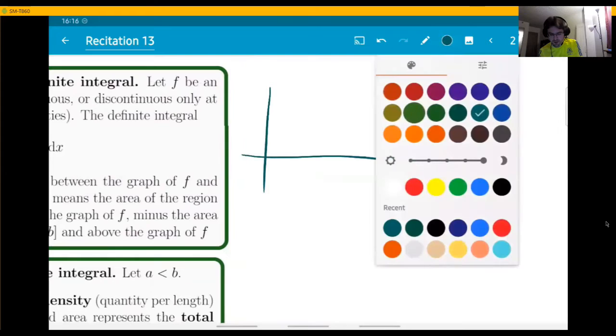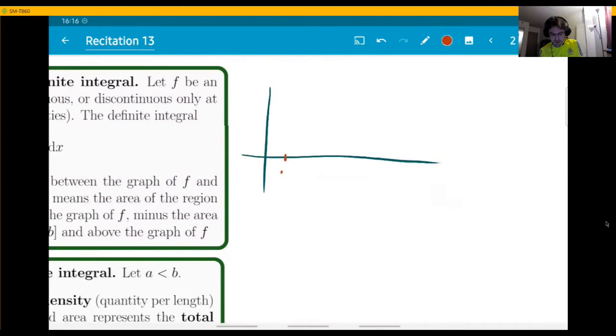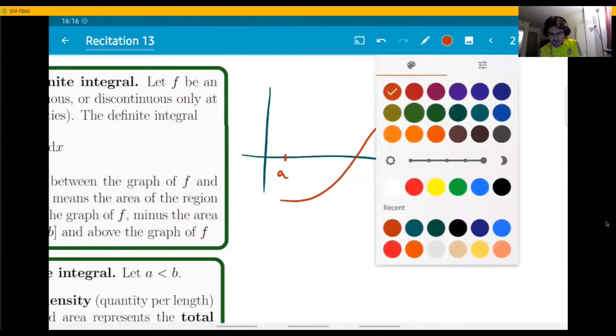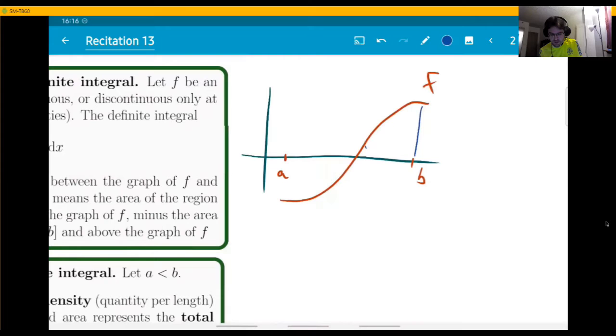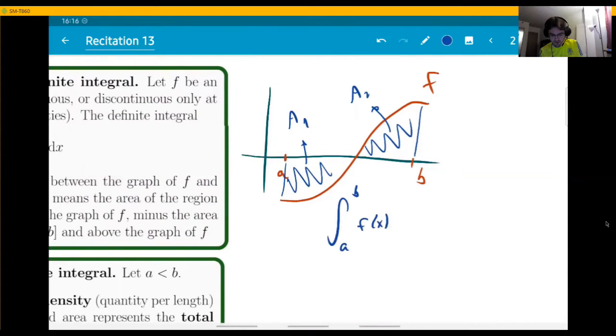So just a very quick example here. Let's say here's A, here's B, and your function actually looks like this. So what you have here, you have two distinct areas. Maybe let's call them A1 and A2. In this case, the integral between a and b of the function f is going to be minus A1 plus A2. That's the geometric meaning of a definite integral.